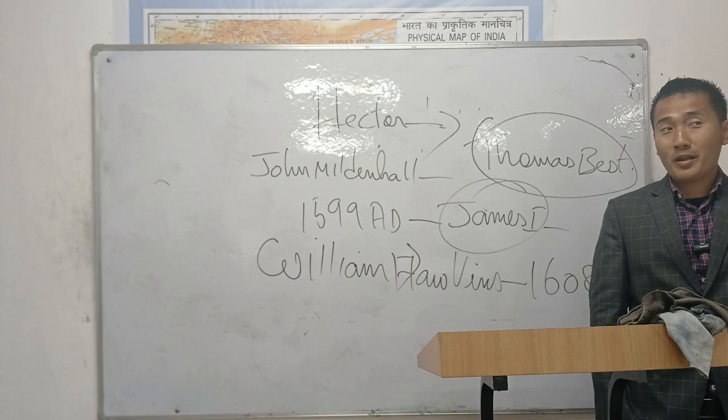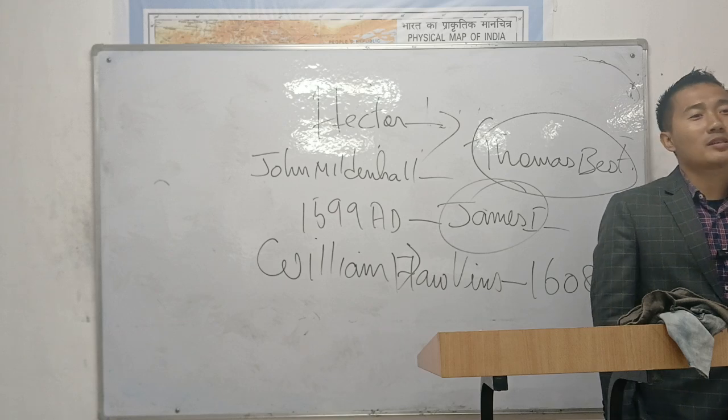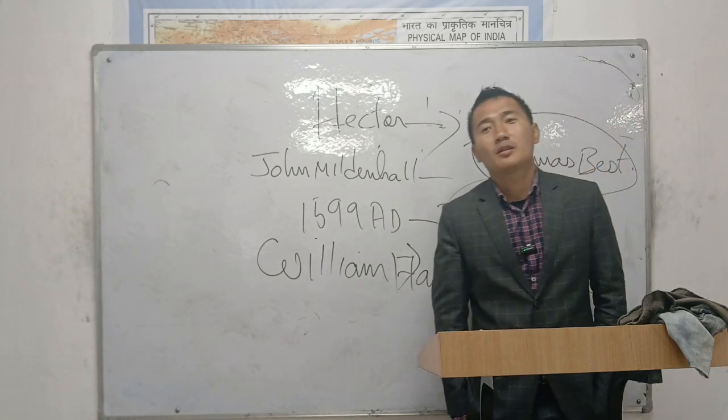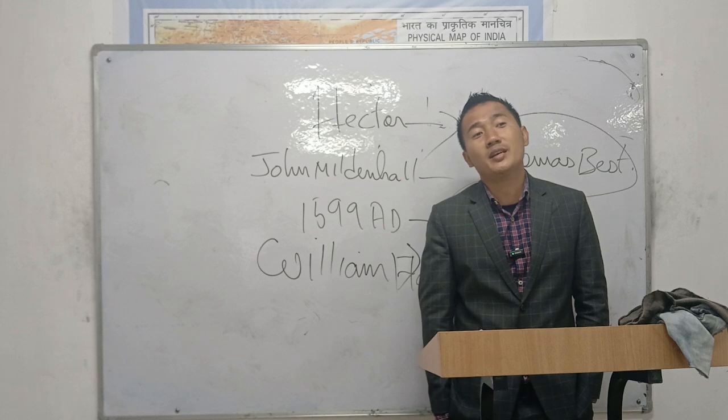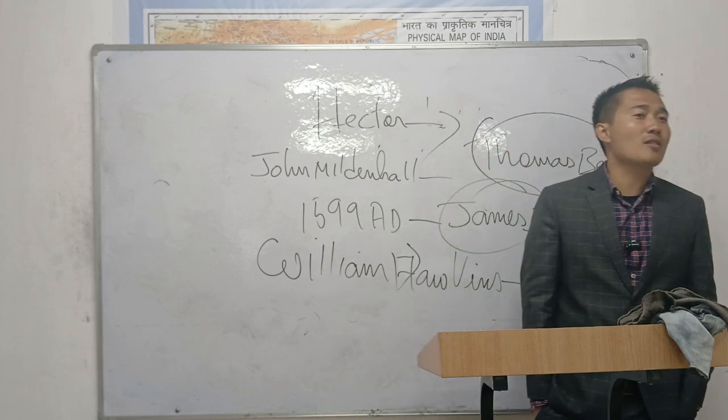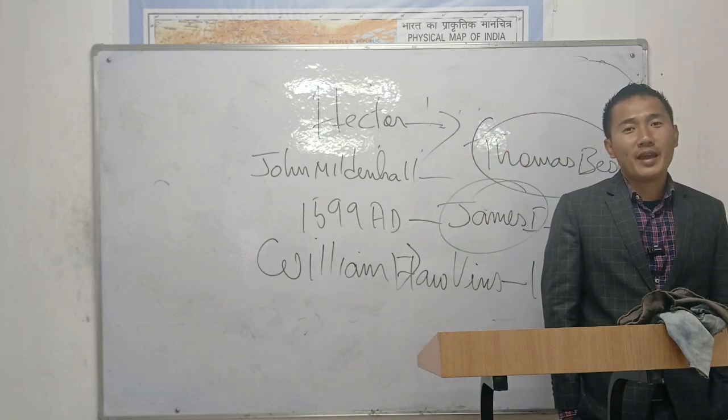Captain William Hawkins is very important from the exam point of view. In which year did he come to Jahangir's court? 1608, as an ambassador of King James I of England.